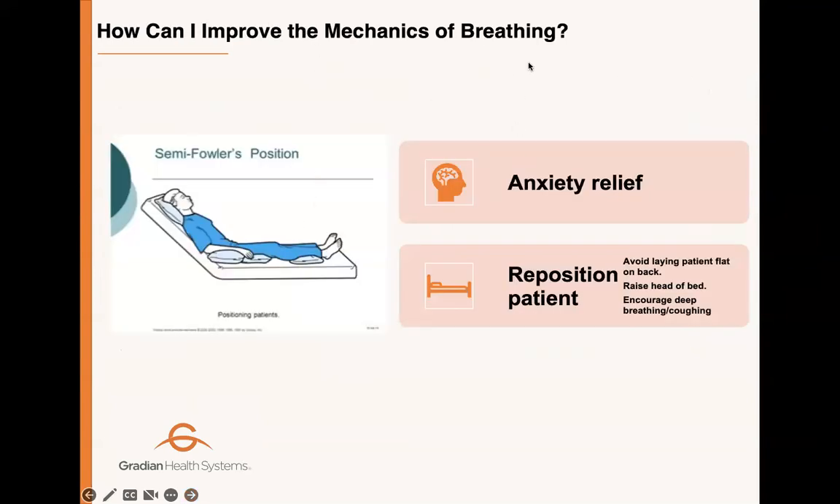Put your patients in a semi-Fowler position to relieve anxiety. Repositioning the patient is very important: raise the head of the bed and encourage deep breathing. Next slide.